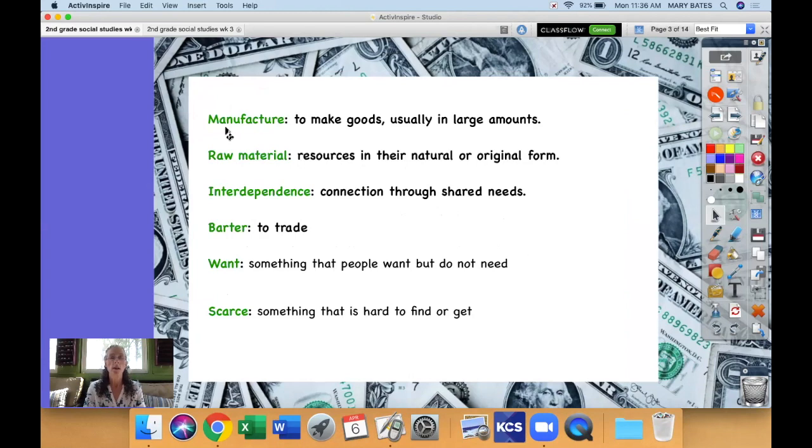A manufacturer makes goods, usually in large amounts. Raw materials are resources in their natural or original form. Interdependence is connection through shared needs. Barter means to trade. Want is something that people want but do not need. And the word scarce means something that is hard to find or get. We'll be using these vocabulary words throughout our lesson and in the packet that you received in the reading materials that you have.